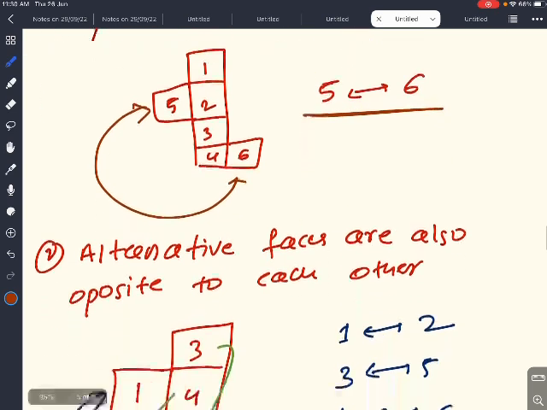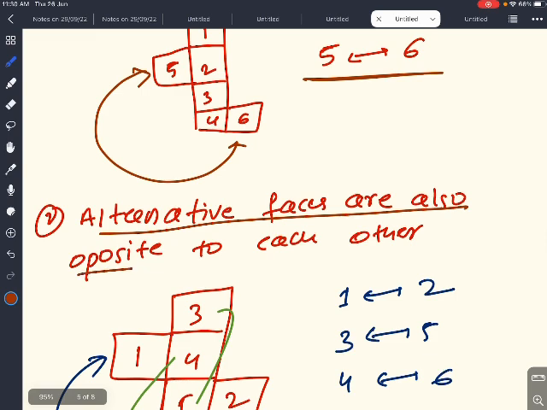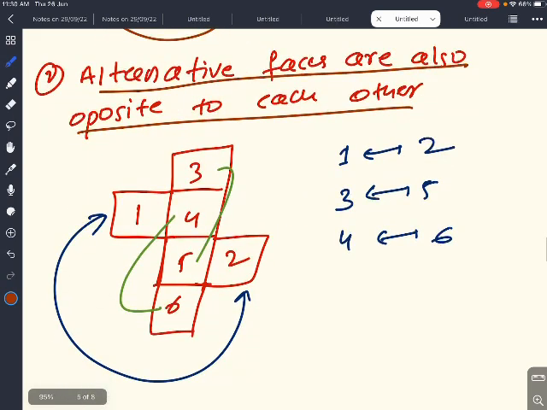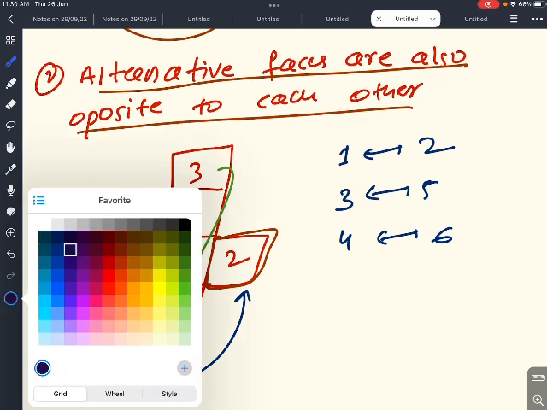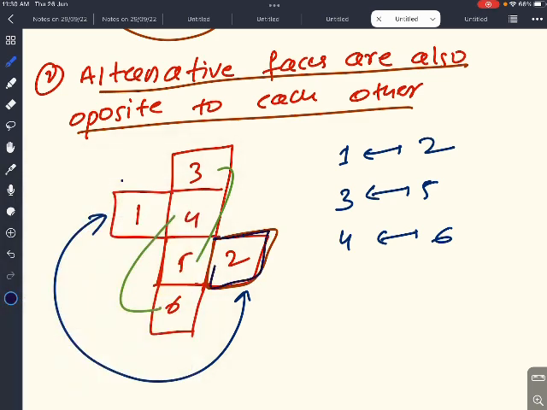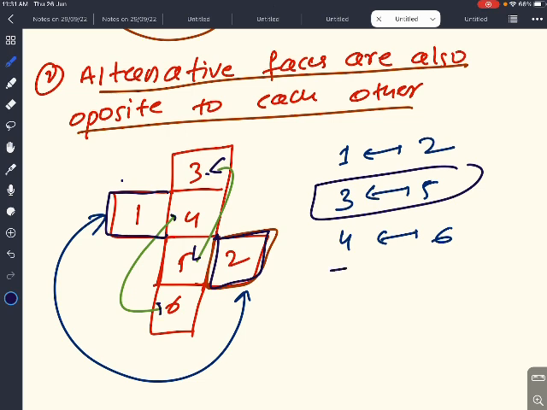This is 1. Alternative faces are also opposite to each other. First, the extension side: 2 is opposite to 1. Then alternative side means 3 is opposite to 5. 3 and 4 are alternative, and 6 and 4 are opposite to each other. This type of question is generally asked.